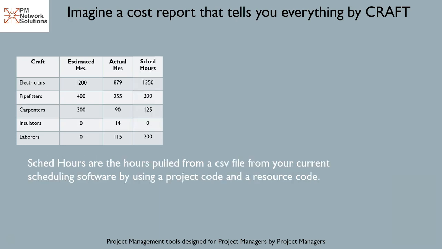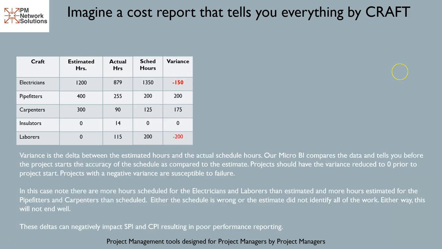Scheduled hours are the hours pulled from a CSV file from your current scheduling software by using a project code and a resource code. Variance is the delta between the estimated hours and the actual scheduled hours. Our MicroBI compares the data and tells you before the project starts the accuracy of the schedule as compared to the estimate. Projects should have the variance reduced to 0 prior to project start. Projects with a negative variance are susceptible to failure.